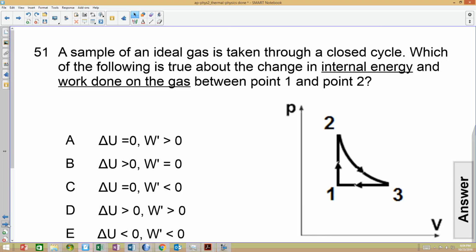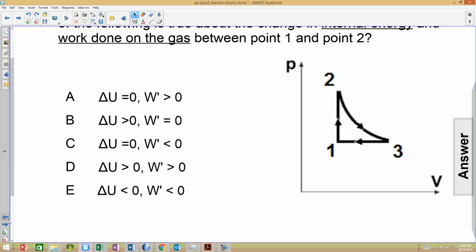A sample of an ideal gas is taken through a closed cycle. Which of the following is true about the change in internal energy and work done on the gas between points 1 and 2? Is it A, where the change in internal energy is 0 and the work being done is greater than 0? B, the change in internal energy is greater than 0 and the work done is 0? C, the change in internal energy is 0 and the work done is less than 0? D, the change in internal energy is greater than 0 and the work done is greater than 0? E, the change in internal energy is less than 0 and the work done is less than 0.